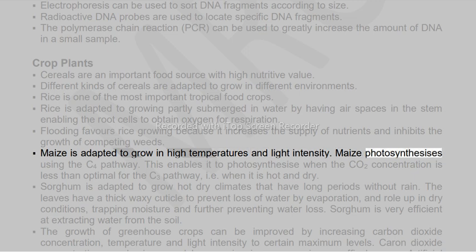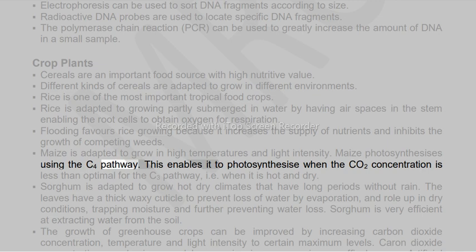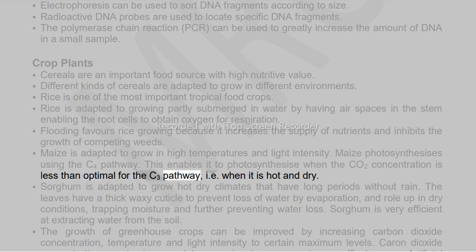Maize photosynthesizes using the C4 pathway. This enables it to photosynthesize when the CO2 concentration is less than optimal for the C3 pathway, i.e. when it is hot and dry.